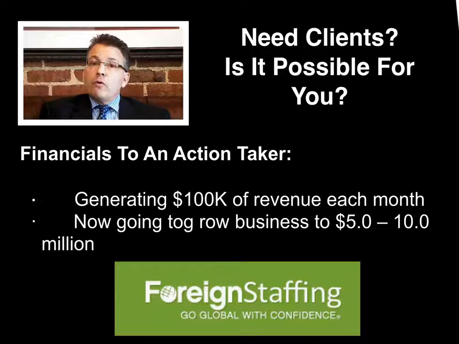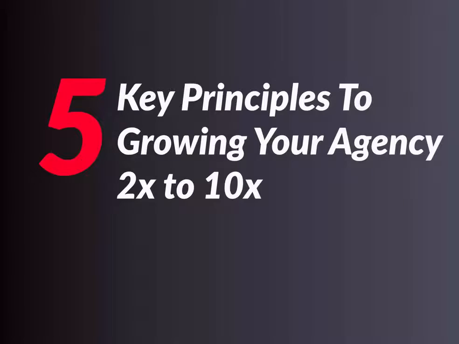So he's created a million plus business in less than half a year because he's focused on becoming a maven. When you apply the maven strategy, you then become a maven. Because so many world-class speakers and authors and leaders endorse you, you become a maven. Your business grows. So there's 5 key principles to growing your agency. Grab your pen, grab paper, 5 key principles to 2x to 10x your business.